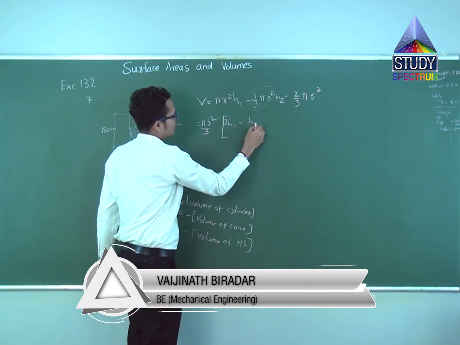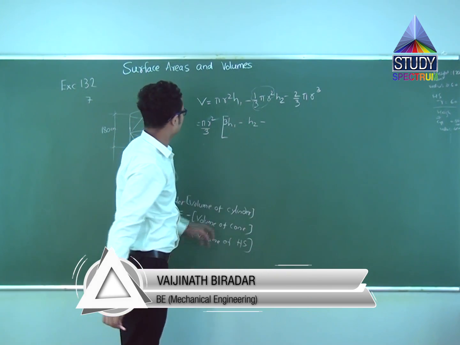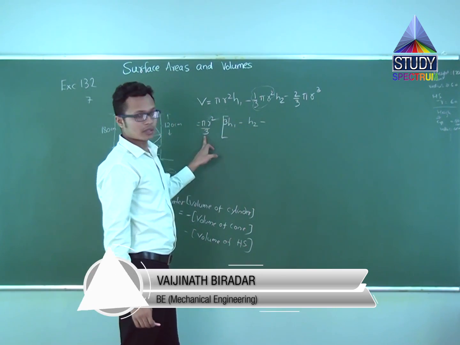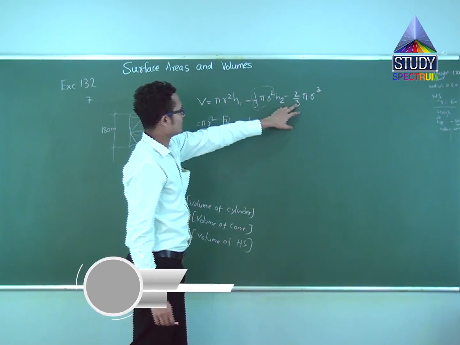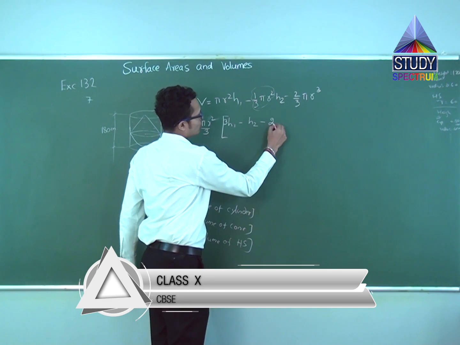So what remains? H2 minus 1 by 3 is taken out and pi R square is taken out. What remains is 2 in the numerator. That's 2 into R.